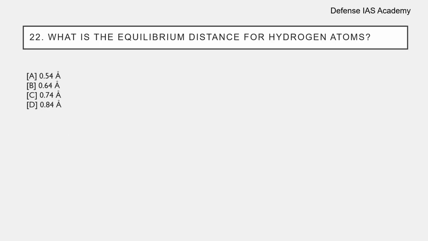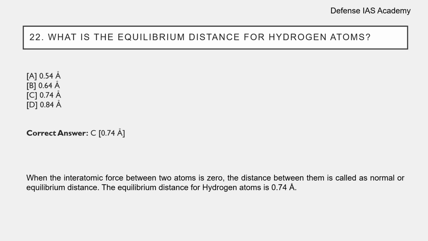Question number 22. What is the equilibrium distance for hydrogen atoms? The options are option A 0.54 angstrom, option B 0.64 angstrom, option C 0.74 angstrom, option D 0.84 angstrom. The correct answer is option C, 0.74 angstrom. When the interatomic force between two atoms is zero, the distance between them is called the normal or equilibrium distance. The equilibrium distance of hydrogen atom is 0.74 angstrom.